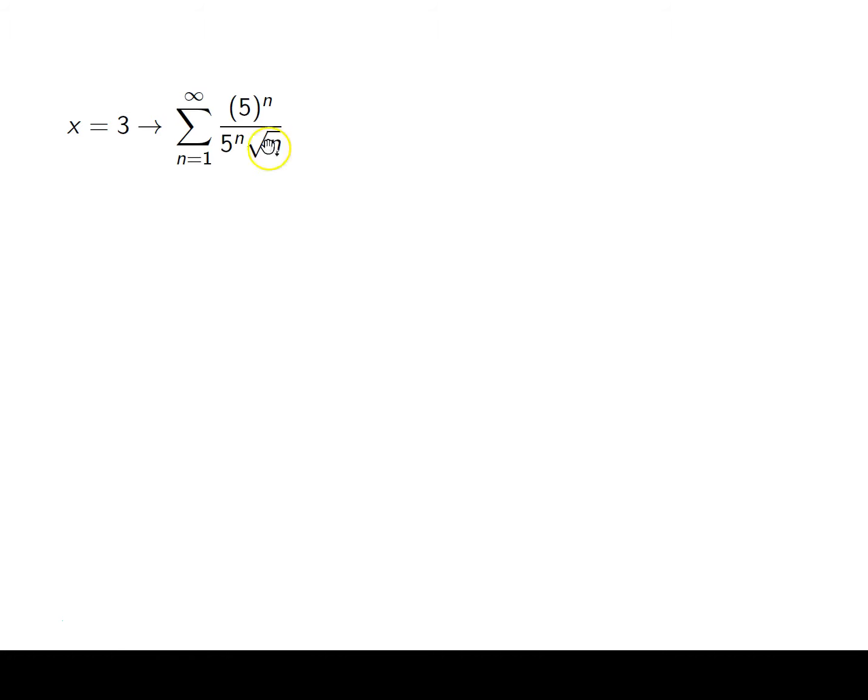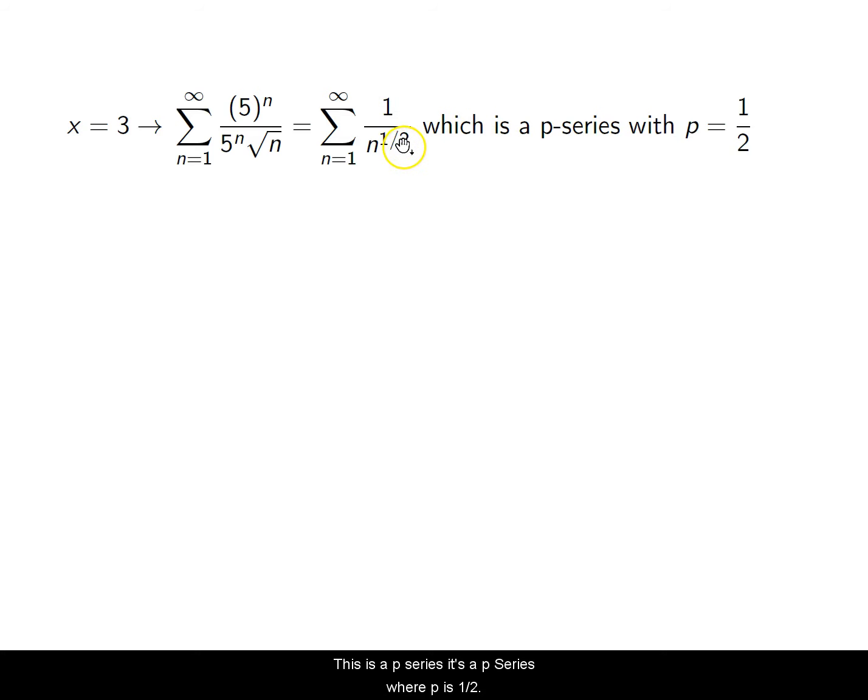X is 3. That gives me this series as a result. When I simplify, obviously this cancels. I have a 1 over n to the 1/2. Now I can do my ratio test all over again because I need to see if this is convergent or not. However, this is a very, very standard result. Again, this is why you should review the handout that I have for you, because the ratio test is kind of overkill here. This is a p-series, okay? It's a p-series where p is 1/2.